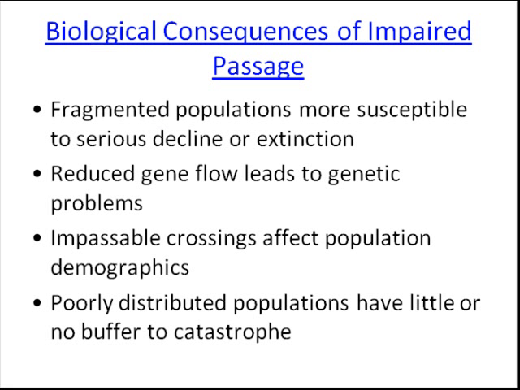So, restricting animals to small or isolated habitat patches by impairing migration has a number of consequences. Complete barriers can, over years, extirpate migratory animals in upstream reaches. Fragmented populations are more susceptible to serious decline or extinction, and reduced gene flow can lead to genetic problems that limit population fitness. Impassable crossings can affect population demographics, specifically diversity, abundance, and spatial structure. And finally, populations that are poorly distributed across your river basin have little or no buffer to catastrophe.